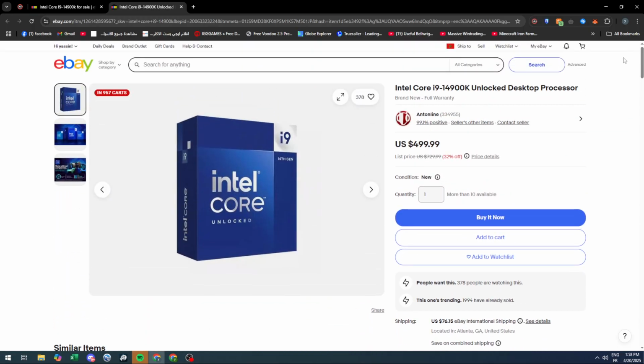Next thing to do is to simply click on buy it now, fulfill the information that you have for your payment and shipping, and that's pretty much it.